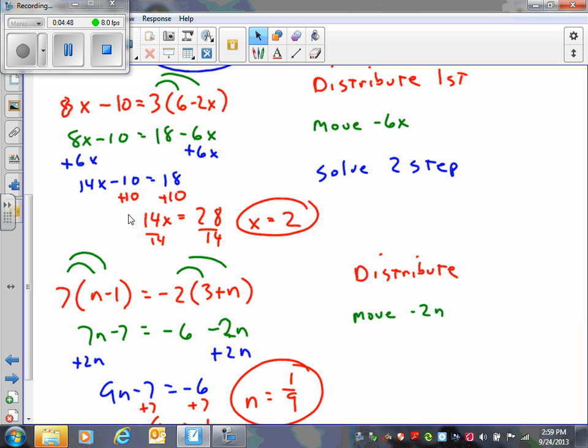Get rid of minus 10 by adding 10 to both sides. I get 14x equals 28. I got to divide by 14 since it's 14 times x. So I'm dividing by 14. 28 divided by 14 is 2.